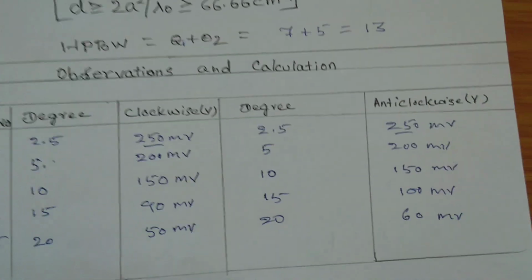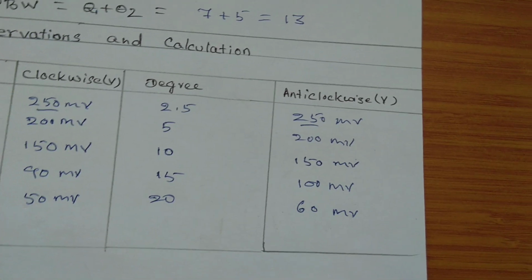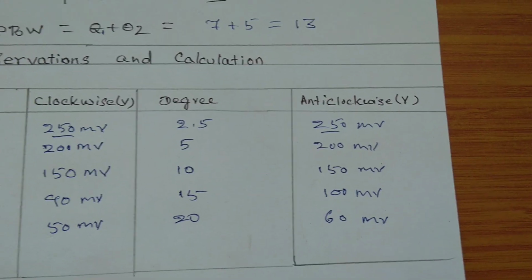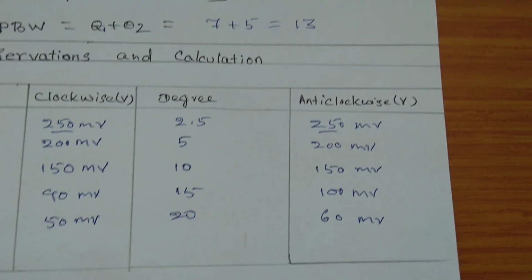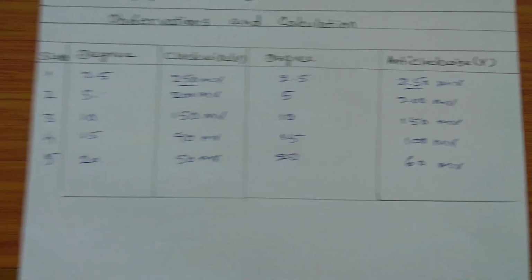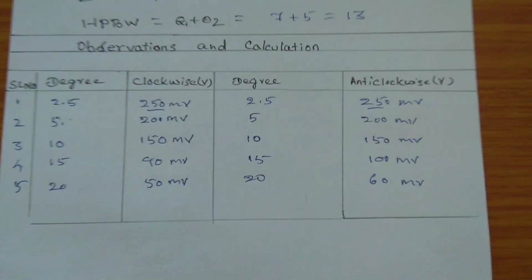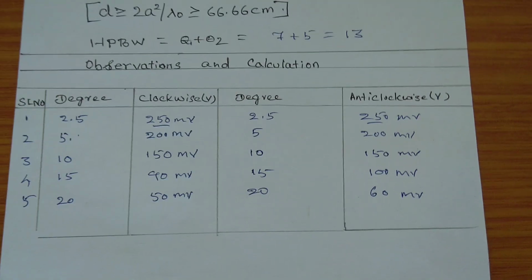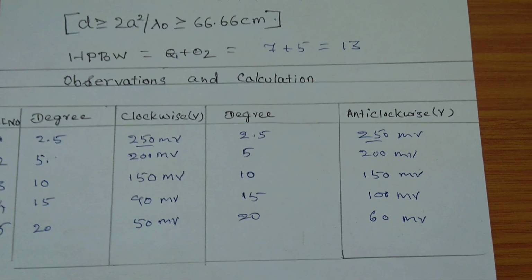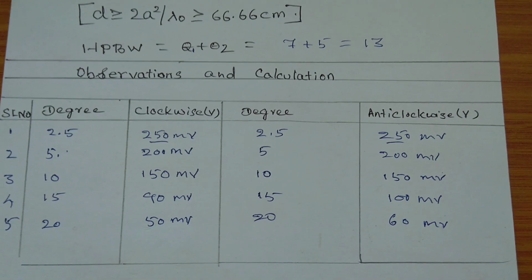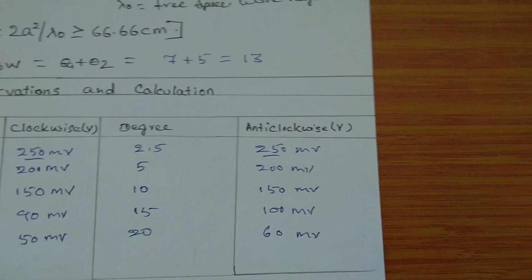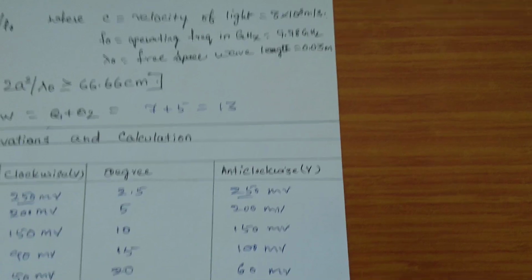We have taken 50 millivolts at 20 degrees, whereas in the anti-clockwise direction we have got 2.5 degrees 250, and 5 degrees 200, and then 10 degrees, 15 degrees and 20 degrees. Like this, we have taken 5 readings here. For both readings we have to see for which angle we are getting the maximum value. For 2.5 degrees we are getting 250 millivolts, that is the maximum in the clockwise direction. In the anti-clockwise direction we have got 2.5 degrees, 250 millivolts.